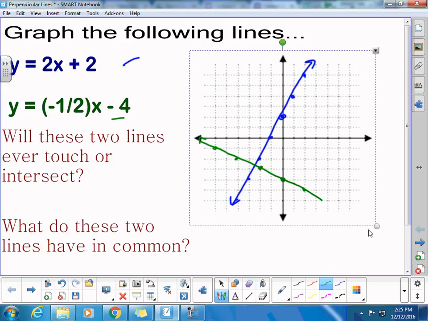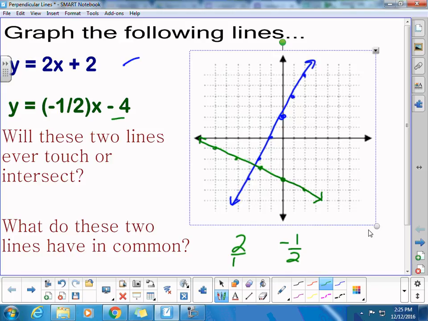And what do we notice about them? What do we notice about their slopes? Well, first of all, do they ever intersect? Yes, we can see the point where they intersect, right? And the next question is, what do they have in common? Well, their slopes are definitely not the same. But what do we notice about their slopes? We have a slope of 2, which is 2 over 1, right? So we're up 2 over 1. And we have a slope of negative 1 over 2.